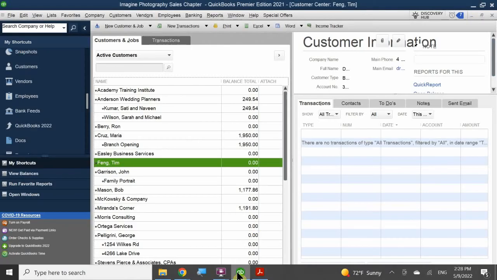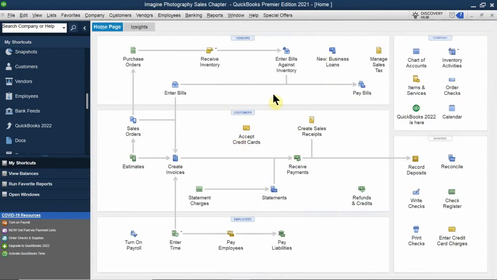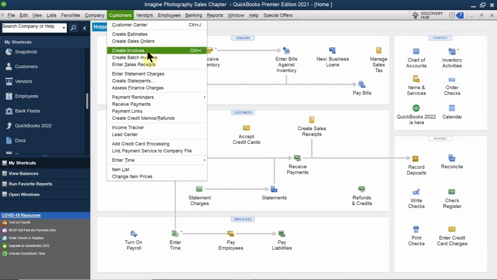So let's go ahead and look at our home page here and locate our sales receipt. So right here, create sales receipt is right here on my home page. Okay? So that's one way you're able to enter it in. The second way you're able to enter in a sales receipt is by going right here at the top of the window, going into your customers menu, and you'll be able to create a sales receipt this way. So create sales receipt. Okay?